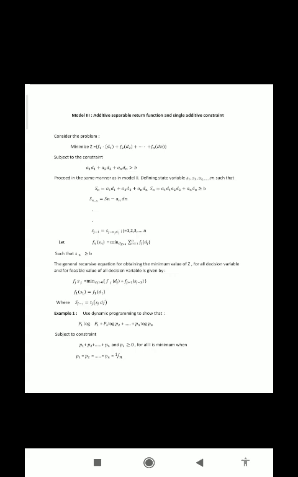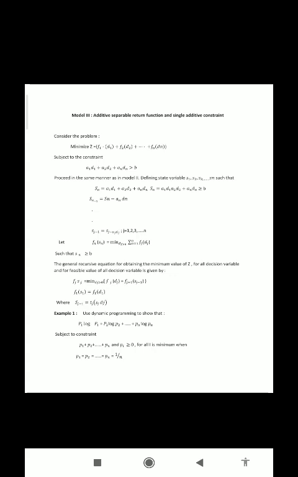The general form of the separable return function is defined as minimize z equal to f1 of d1 plus f2 of d2 plus etc. fn of dn subject to the constraints a1 d1 plus a2 d2 plus etc. an dn, which is greater than b, where f1 of d1, f2 of d2, etc. fn of dn are separable return functions and a1, a2, etc. an are constants, d1, d2, etc. dn are decision variables.